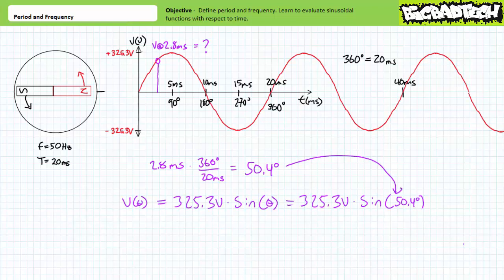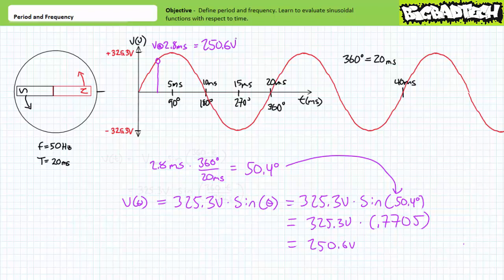Substituting this angular position into a sine wave function with a peak value of 325.3 volts yields a value of 325.3 volts times 0.7705, or approximately 250.6 volts. By the way, if you're getting an incorrect value of 43.6 volts, it's because you failed to set up your calculator in degree mode as asked, and it's assuming you mean 50.4 radians. Your calculator must be in degree mode for this to work.